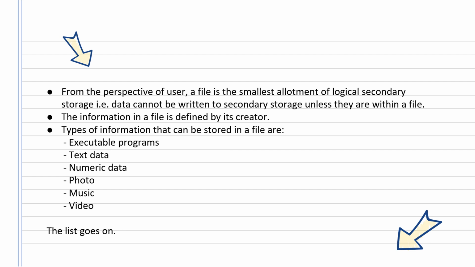There are various types of information that can be stored in a file, some of which are text data, numeric data, photo, music, and the list goes on.